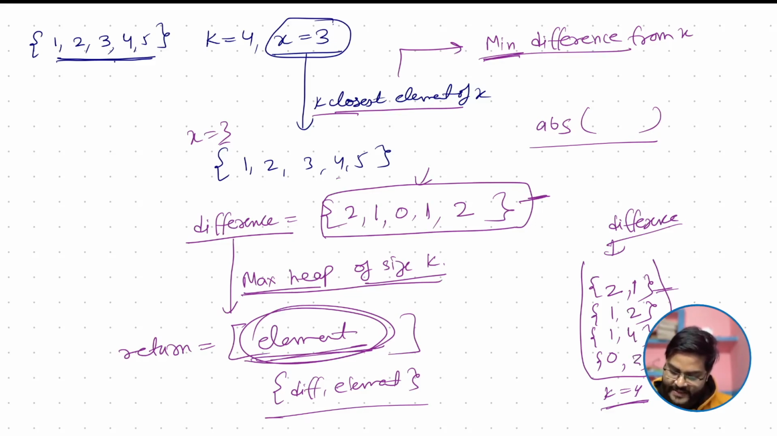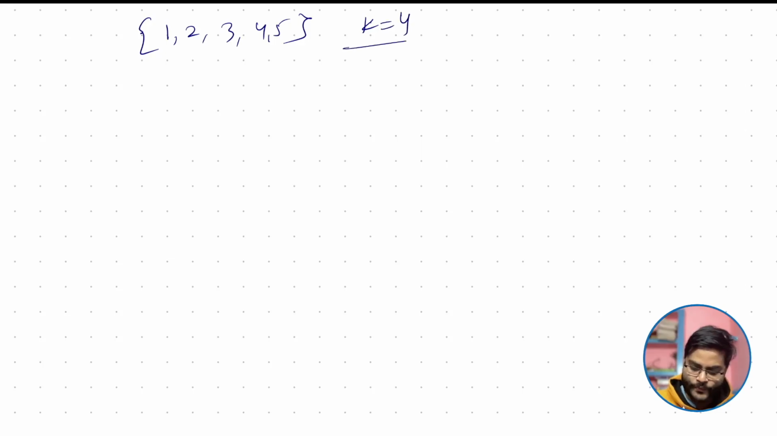Okay, we can insert 3 here, like that. So how we can do it using max heap, let's discuss. Okay, so we have this array, let's say 1, 2, 3, 4, 5. K is given as 4, and x is given as 3.